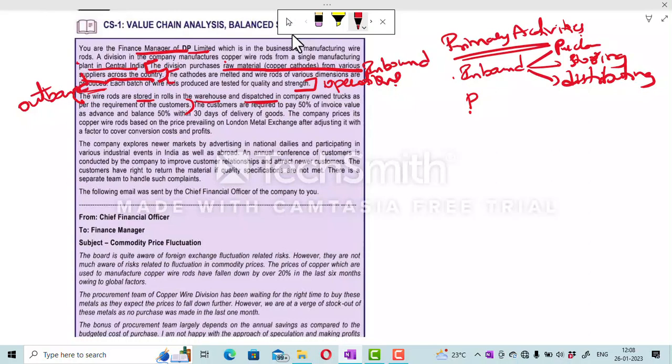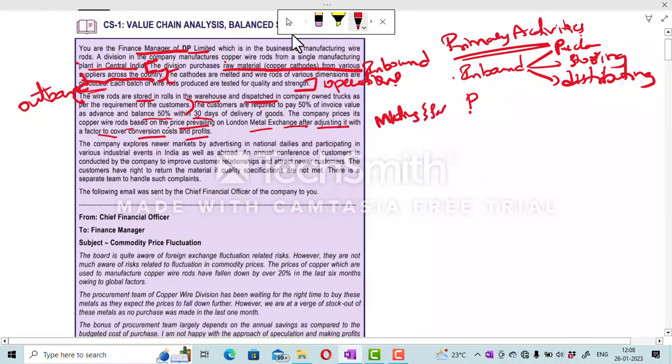Customers are required to pay 50% of the invoice as advance and the balance 50% within 30 days of delivery of goods. The company prices its copper wire rods based on the price prevailing on the London Metal Exchange after adjusting it with a factor to cover the conversion cost and profit. Actually, the next step is marketing and sales. This does not come under marketing and sales, so we should not write it there. The company explores new markets.